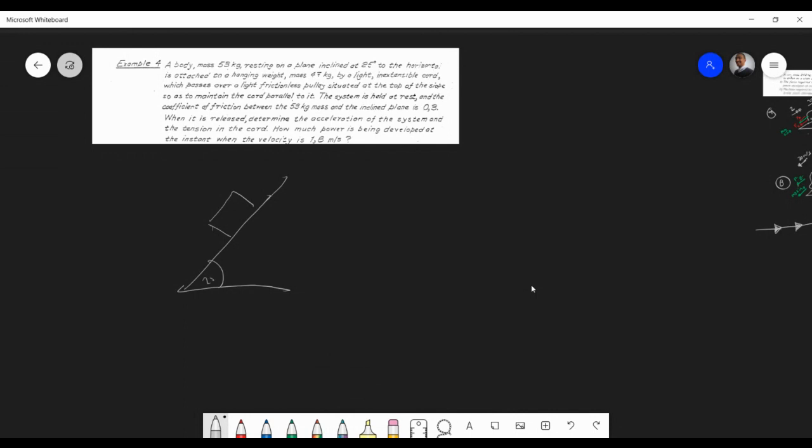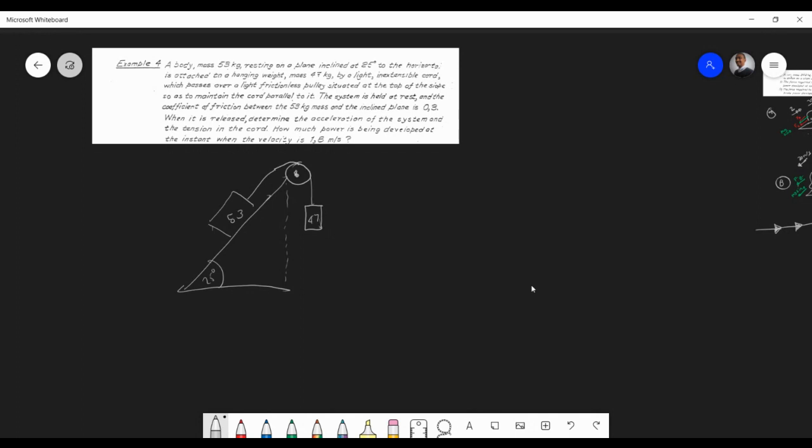25 degrees. Perfect. Then it says it's attached to a hanging weight, mass 47 kilograms, by a light inextensible cord and passes over a frictionless pulley, the classic frictionless pulley. So we have some pulley over there, and we have this weight. So the body itself is 53 kilograms, right? This is 47 kilograms, okay?